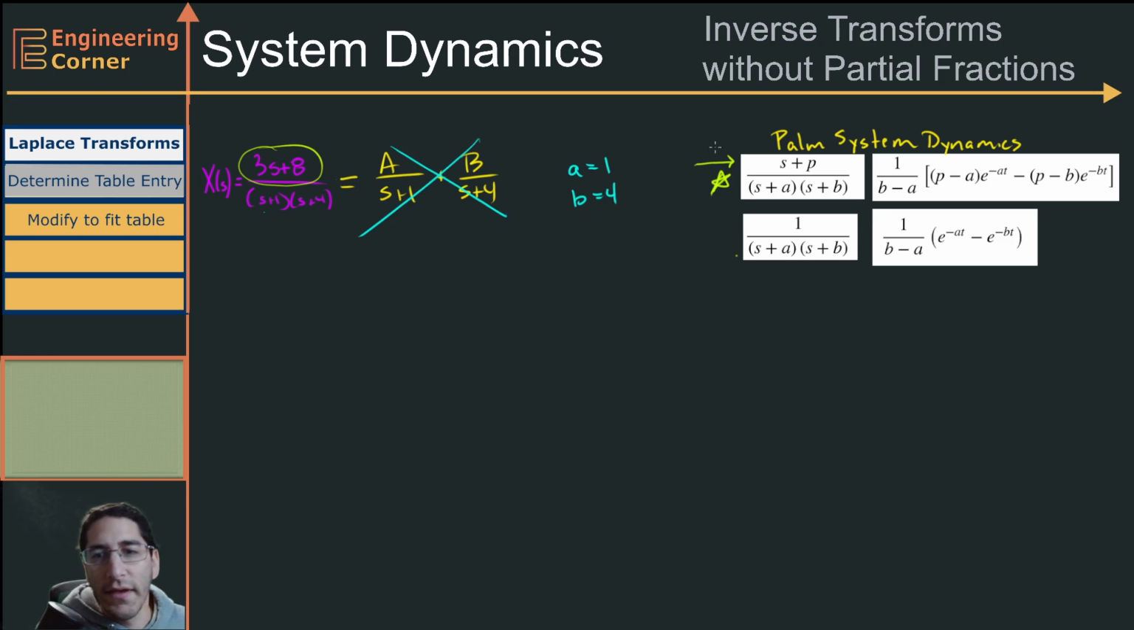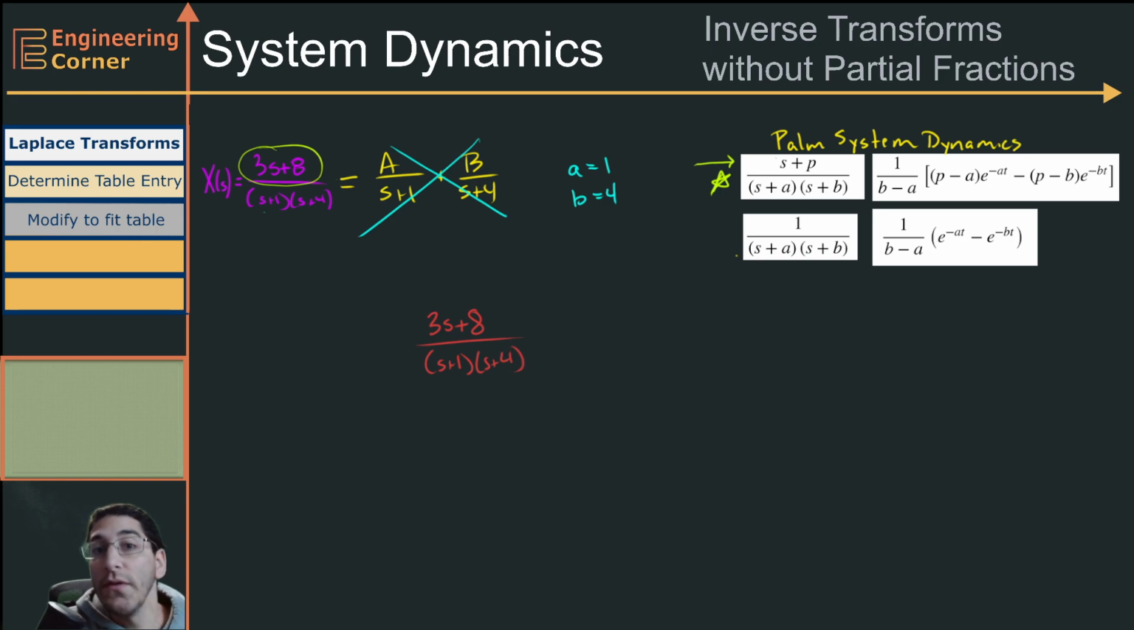Now, you have to be careful. You can't just say, all right, this is going to be 3 times s. It doesn't work like that. We have to modify the equation we're working with to fit the table entry. So really, we don't need to do anything in this example with the denominator. The denominator is already in this form. We just need to work with the numerator. So in the numerator, I need to get rid of that value in front of my s.